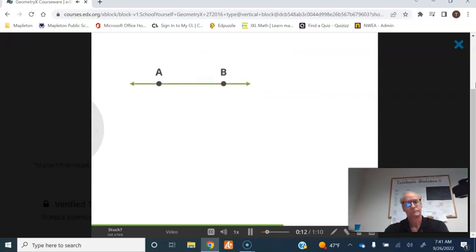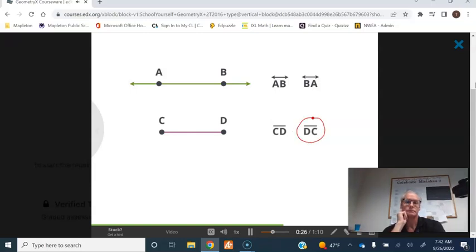Let's return to names. We said that lines are named after any two of their points. So this is line AB, or you could also call it line BA. And line segments are named after their endpoints. So this is line segment CD, or you could also call it line segment DC.